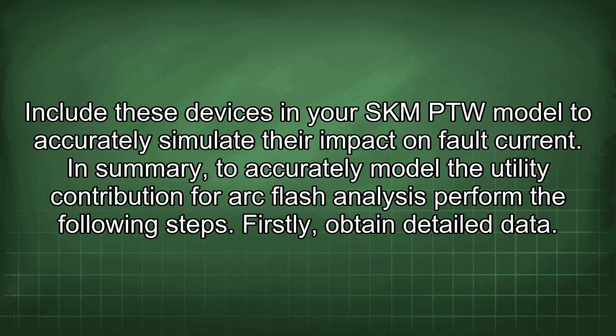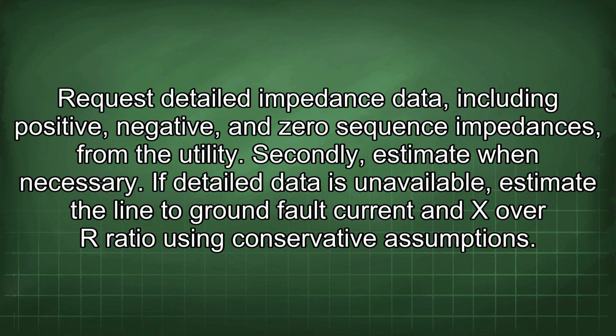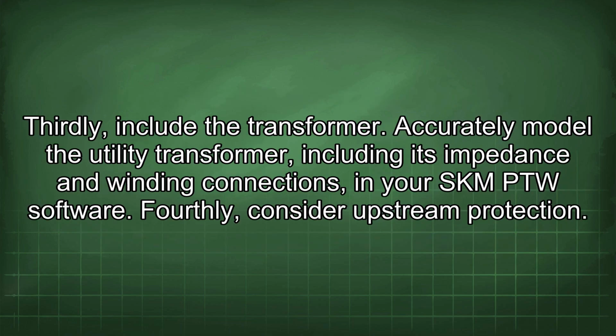In summary, to accurately model the utility contribution for arc flash analysis, perform the following steps. Firstly, obtain detailed data. Request detailed impedance data, including positive, negative, and zero sequence impedances, from the utility. Secondly, estimate when necessary. If detailed data is unavailable, estimate the line-to-ground fault current and X/R ratio using conservative assumptions. Thirdly, include the transformer. Accurately model the utility transformer, including its impedance and winding connections, in your SKM PTW software.